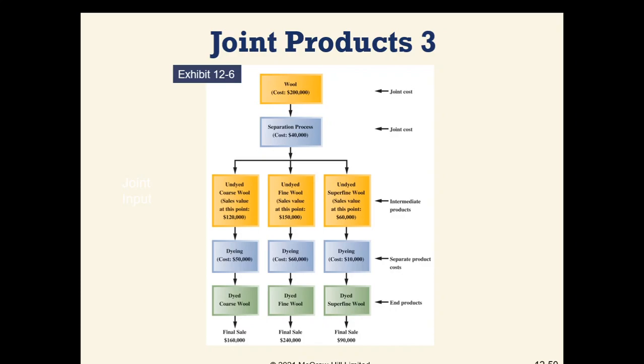So the decision that we need to make is, do we sell at the split-off point or do we process further? For example, our undyed coarse wool has a sales value at that point of $120,000. Additional processing means that we can sell the final product for $160,000. But we have an additional cost of $50,000 in the dyeing process. Our undyed fine wool can be sold for $150,000, or we can dye it further at a cost of $60,000 and sell for $240,000.